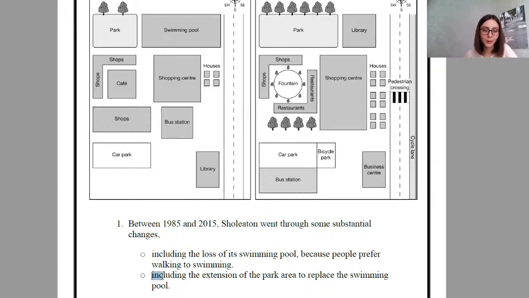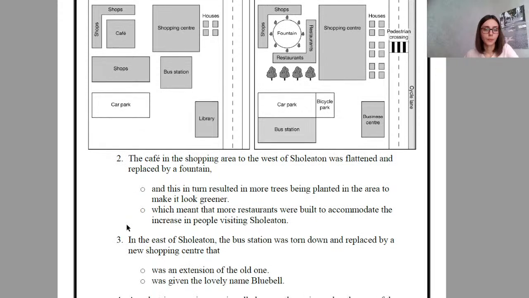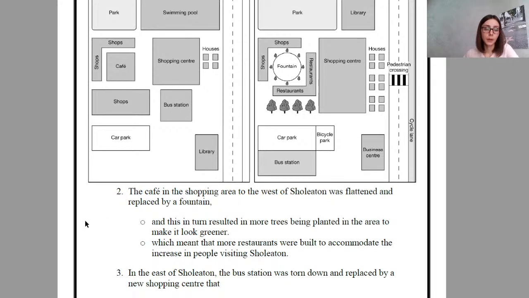Of course, it's including the extension of the park area to replace the swimming pool. So this is a more logical way to describe the substantial changes. This is one of the most substantial changes here. All right, so let's move on. Number 2, the cafe in the shopping area to the west of Charlottetown was flattened and replaced by a fountain. And this in turn resulted in more trees being planted in the area to make it look greener, or which meant that more restaurants were built to accommodate the increase in people visiting Charlottetown.